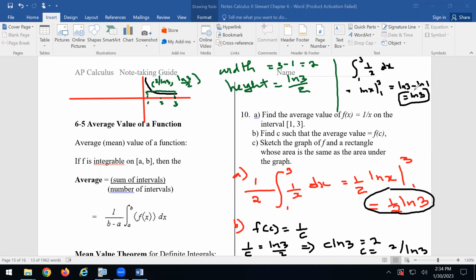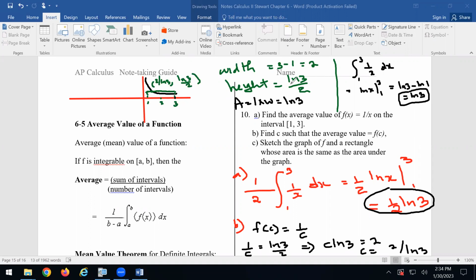That's the area. Now let's test to see if our rectangle is the same. If you multiply length times width, remember that area is equal to length times width, then you will realize that the 2's would cancel and you would just be left with ln 3. So you would want a rectangle where the area is ln 3, because you want it to be the same as the area under the curve. So that's another way you could sketch it.